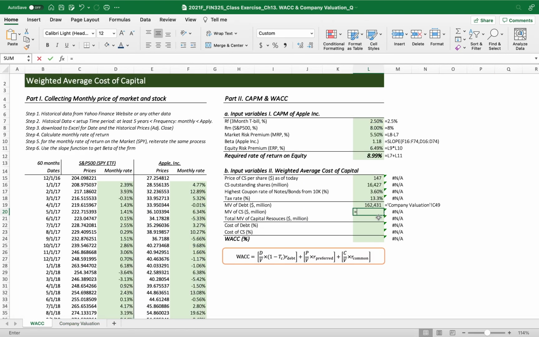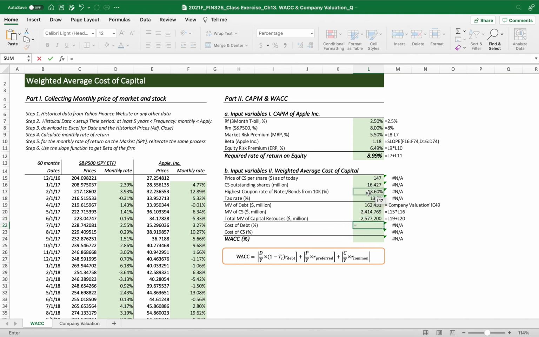And then the market value of common stock: 147 per share times number of shares outstanding. And then, well, we got $2.4 trillion and $4 billion and $769 million as the market value of Apple, right? So total market value is just the sum of these two.